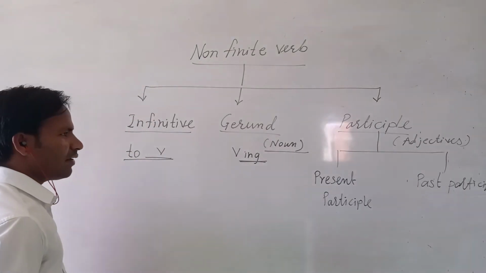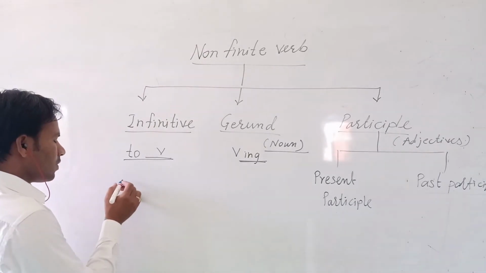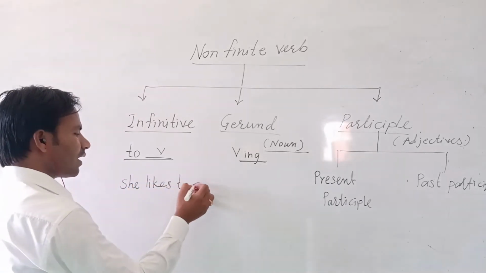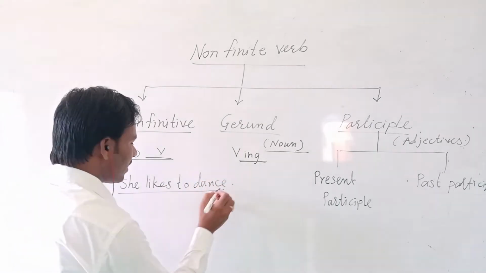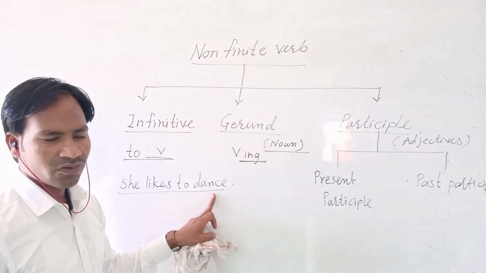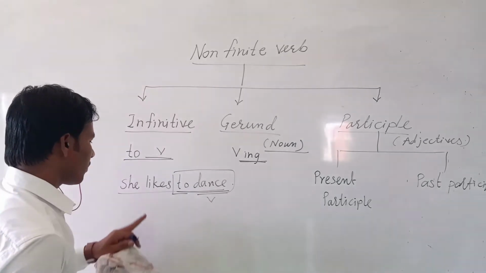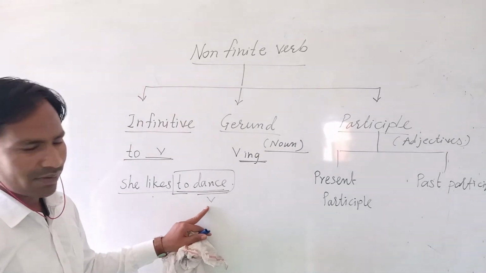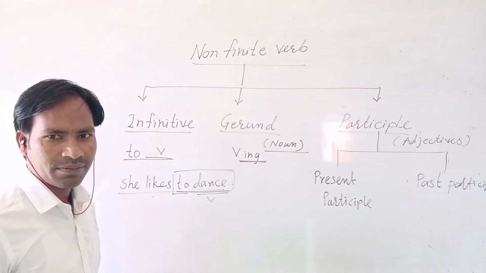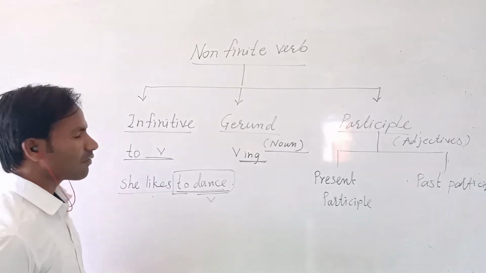So now we will find some examples here. First of all we'll see the example of infinitive to. She likes to dance, right? See, here in the sentence you will find she likes to dance. Understood? So here to dance, we will find to and then the dance verb. So likes is a finite verb, but to dance is a non-finite verb. If we change the subject, he, they like to dance, it remains the same, whatever the subject is. That's why this unchanged form of the verb, infinitive form of the verb, is a non-finite verb.